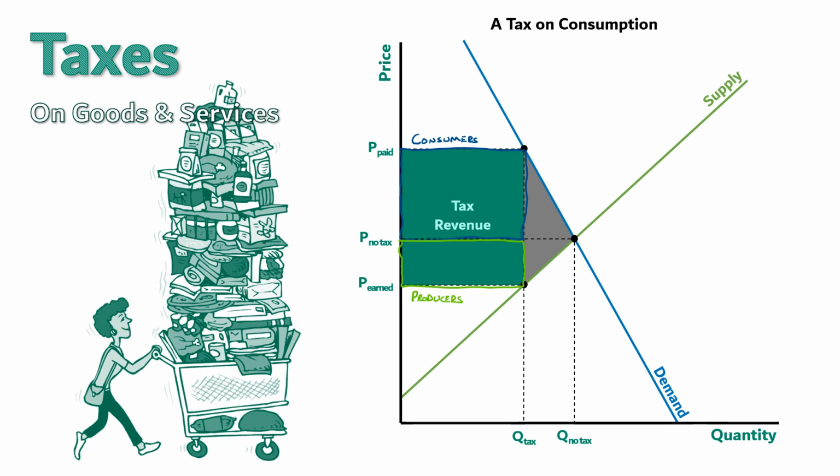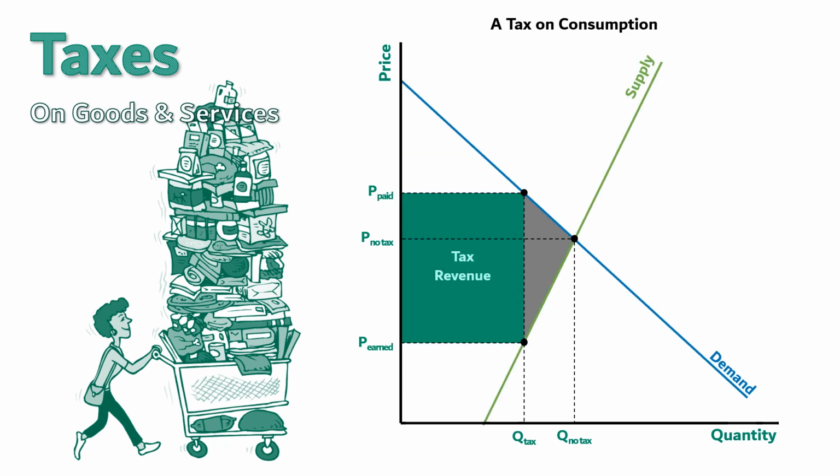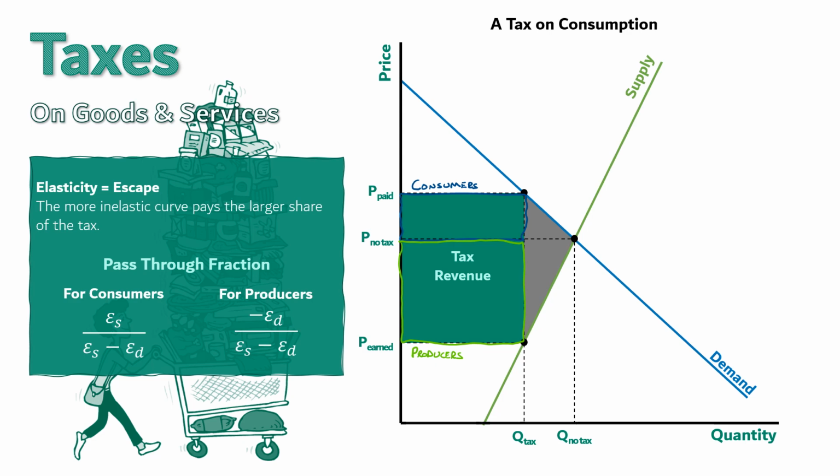What if we flip this scenario? When supply is less elastic than demand, producers will bear a larger share of the tax. Now consumers pay this much of the tax, while producers pay this much larger share of the tax. When it comes to taxes, elasticity equals escape. The more elastic your curve is, the less of the tax you will end up paying. The more inelastic curve pays a larger share of the tax.